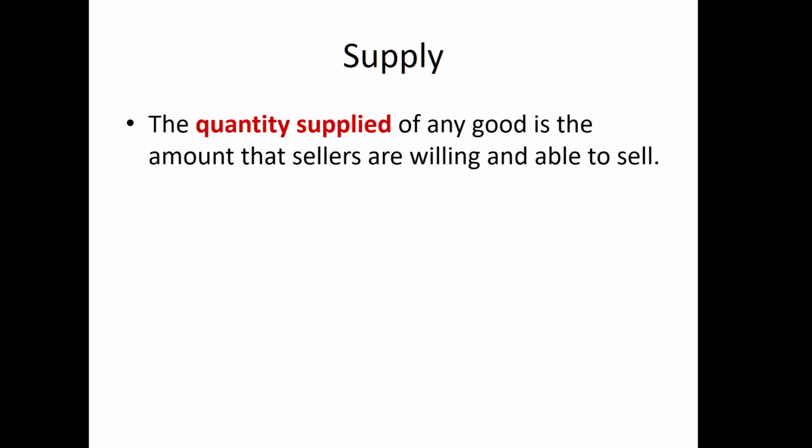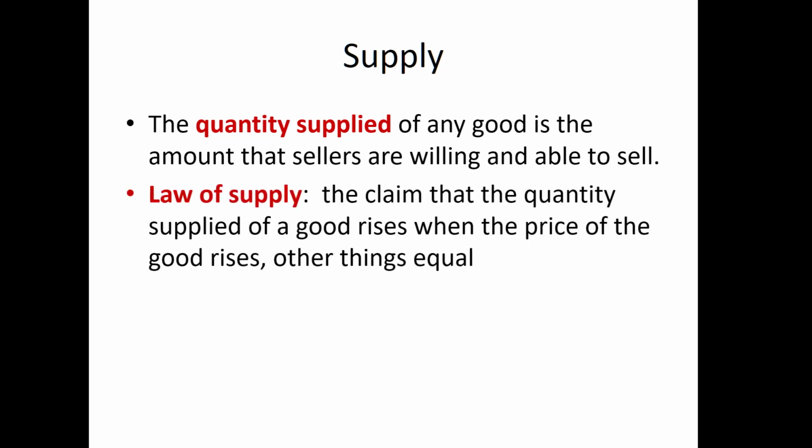Let's talk about the other side of the market, the supply. The quantity supplied of any good is the amount that sellers are willing and able to sell. And the law of supply says that the quantity supplied of a good rises when the price of the good rises, other things equal. What that means is that quantity supplied and price have a positive relationship and will have a positive sloped graph, as we will see next.